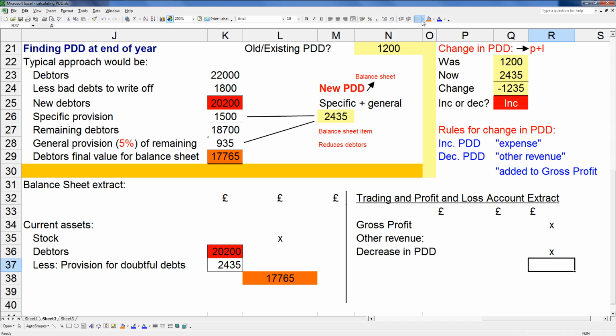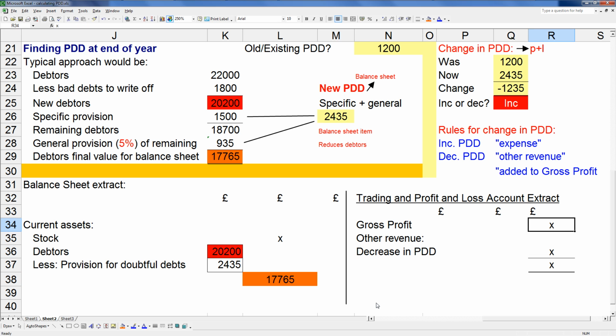So this value X will be this gross profit plus the decrease in PDD to give you a value. They tend not to give you values for the gross profit because the chances are you're going to have other values like other revenue or even expenses. So you just have to show where this decrease will go. So why am I talking decreases? We haven't got a decrease. Let's just show a decrease.